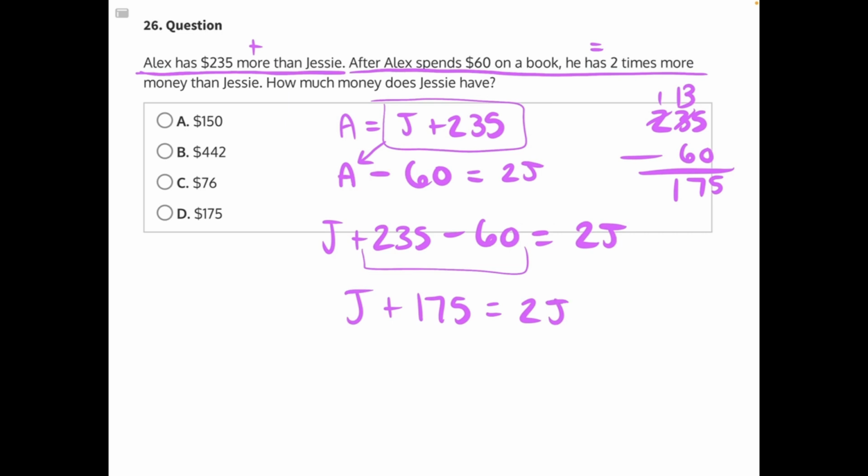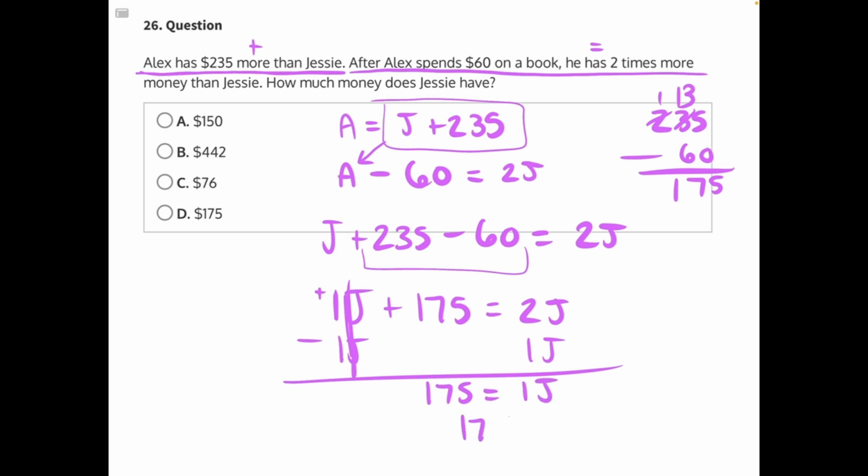Now, if it exists in math, there's always one of them. This is the same as 1J, and it is positive. So the opposite of that, if we want to move it to the other side, is to subtract 1J from both sides. These cancel, leaving us with 175 equals 2 minus 1 is 1. So we have 175 is equal to J, making D our correct answer.